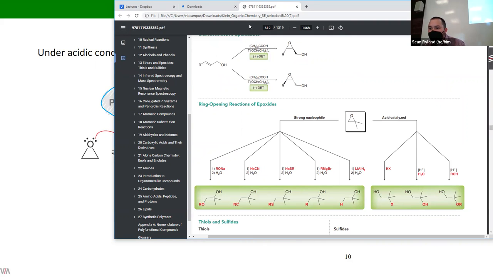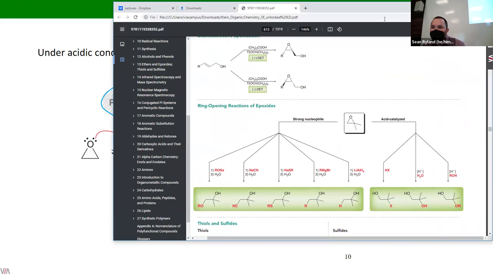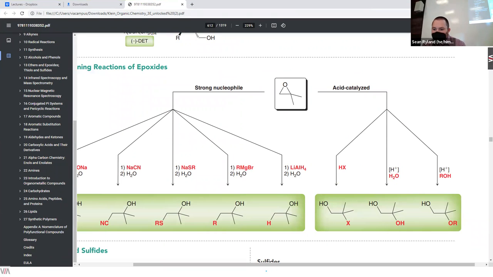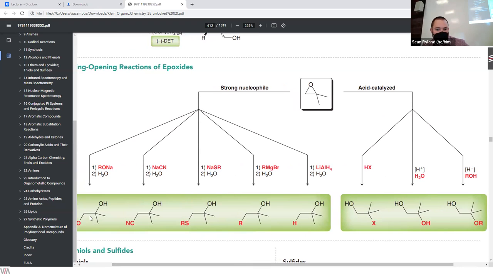If you use a strong nucleophile, you get your nucleophile added to the less substituted carbon, the way we just explained it, right? Due to the sterics. However, if you go through an acid catalyzed ring opening, because it can go through more of an SN1 type mechanism, because you have such a good leaving group, we wind up making the more stable transition state. Even though it might be more sterically hindered, we wind up adding our nucleophile to the more substituted carbon.